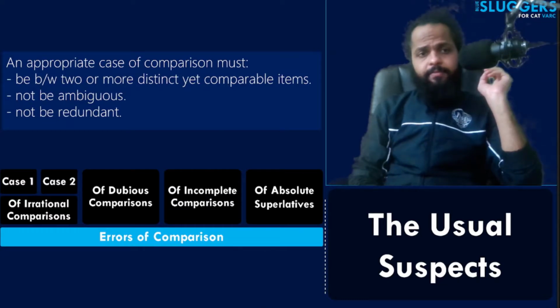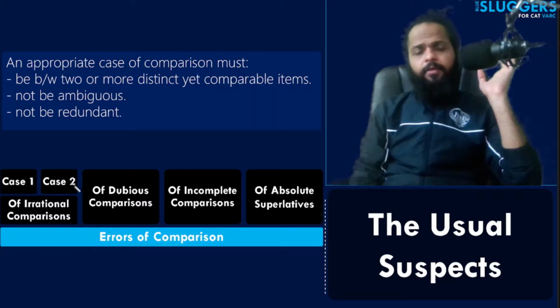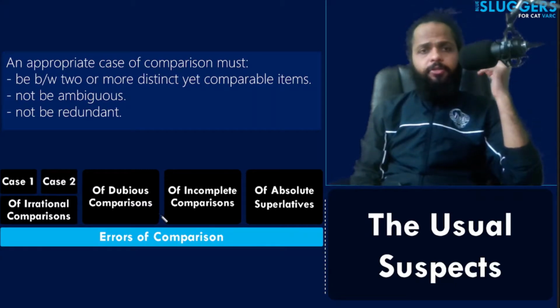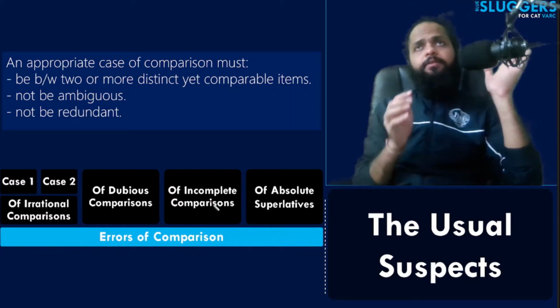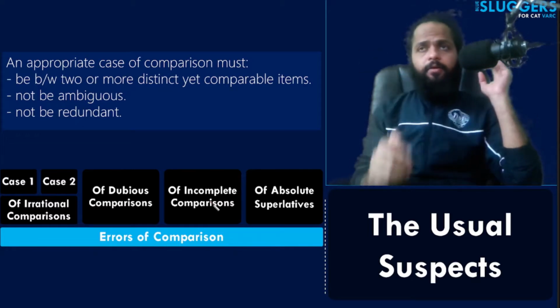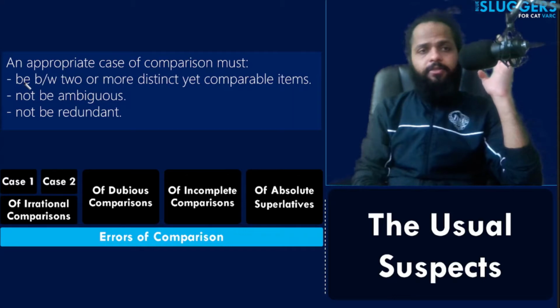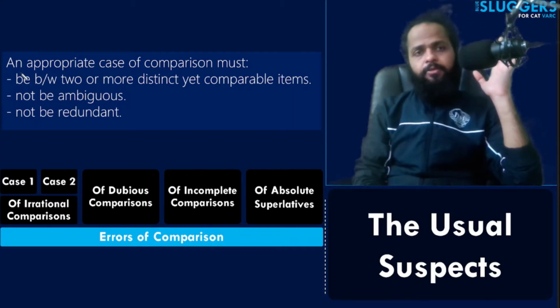Okay guys, so let's begin. Now the usual suspects basically is a reference to the types of errors that you'll usually come across so far as the topic of the case of comparison is concerned in grammar. Any sentence that compares two or more than two entities across any parameters has to be correct with respect to certain conditions, and I've tried to list down those conditions here. So let's read this.